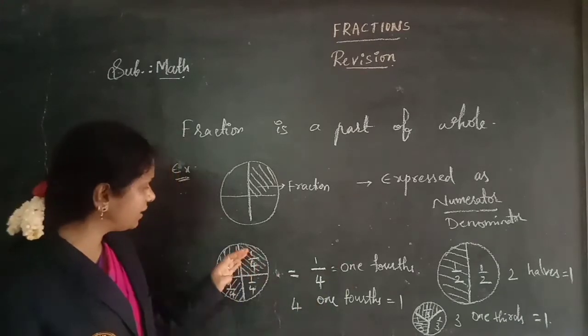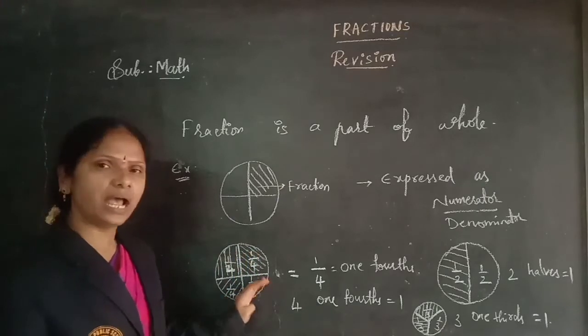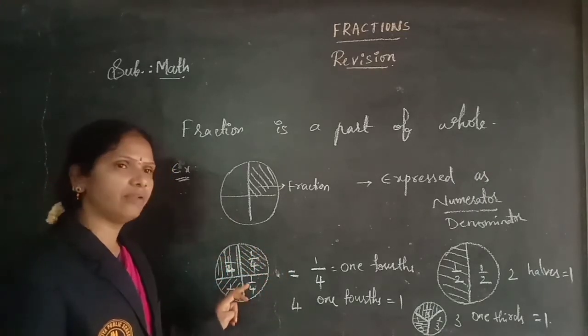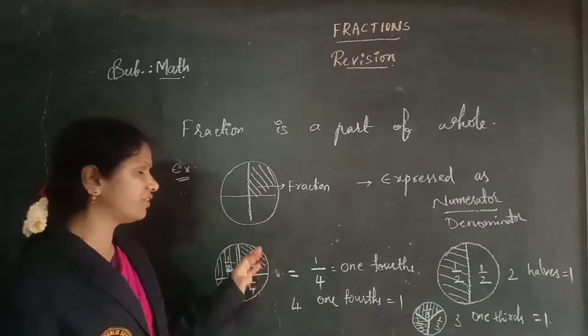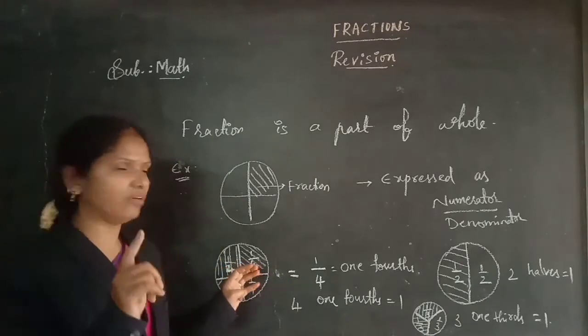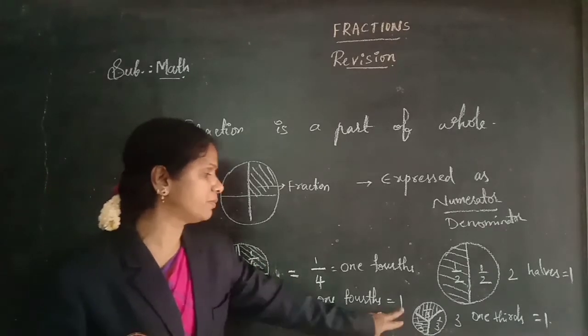1/4. Like that, if I divide into 4 parts, each part's fraction is 1/4, 1/4, 1/4 and 1/4. Means if we join this 1/4 four times, it can make a whole figure, means 4 1/4s make a whole.